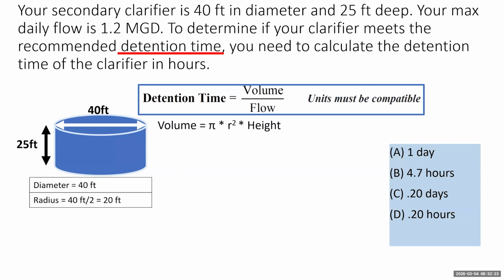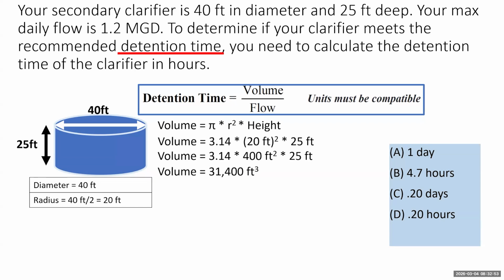So that means we can figure out the volume. So now we look for a volume equation, and we know that volume of a cylinder is pi times r squared times the height of the tank. So do we have everything we need? Pi is a number, 3.14, r squared. Well, we calculated the radius, so we've got that. Height, yep, they told us how deep it is. That's the height. So we can calculate the volume. So if we start there, volume is 3.14 times 20 times 20 times 25. And that comes out to be 31,400 cubic feet.